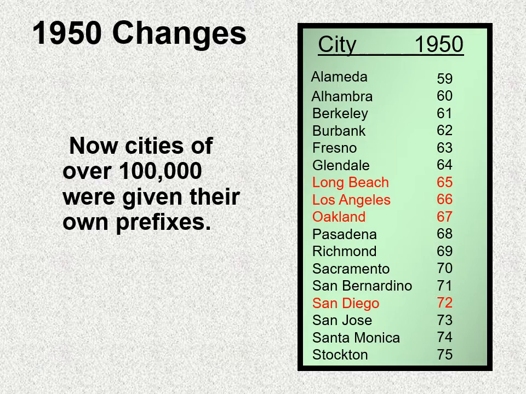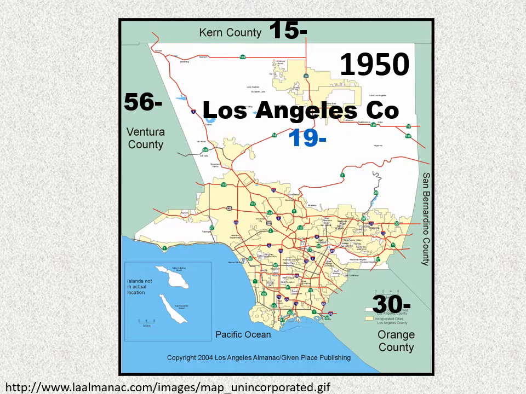Well, in 1950, they decided that cities of over 100,000 would have their own prefix. The table on the right shows you all those new cities that will have a new prefix. They are given prefixes based upon their alphabetical order. So Los Angeles changes its position. The red ones are the ones that had a new prefix in 1940. And so here we are in 1950, and Los Angeles City now has the prefix of 66. A little confusing there.